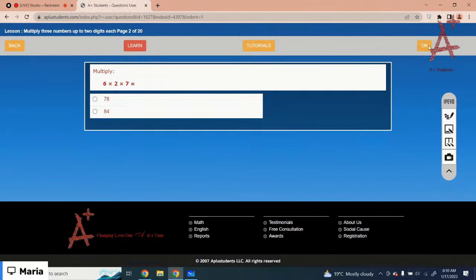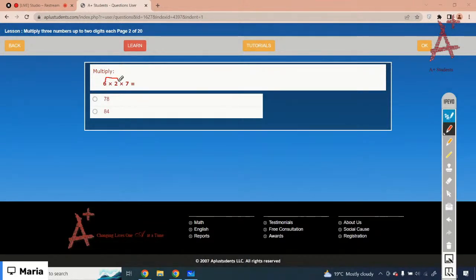Okay, the next one is multiply. So you have to do 6 times 2 times 7. Got it? So let's start with 6 times 2. 6 times 2 is 12. Got it? Then you have to do 12 times 7. 12 times 7 is, yes, very good. That would be 84. The correct option is 84.